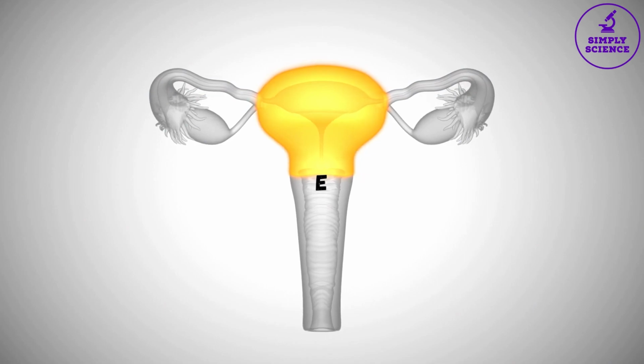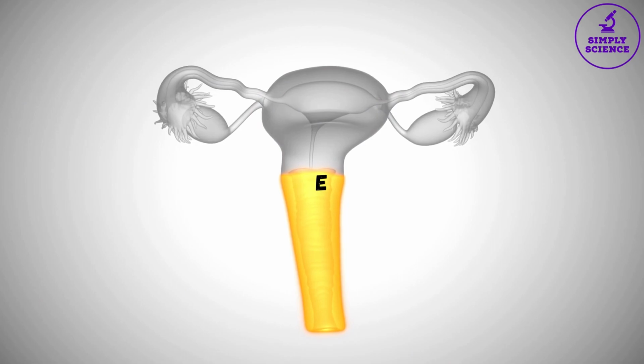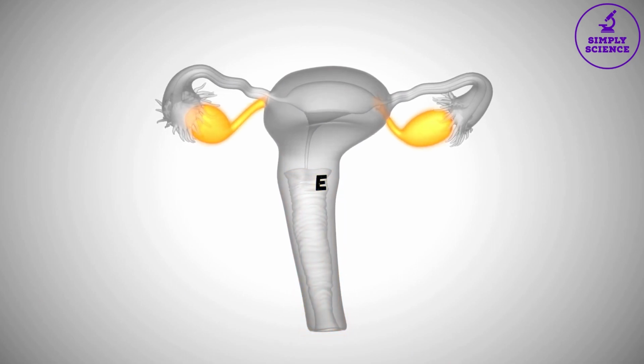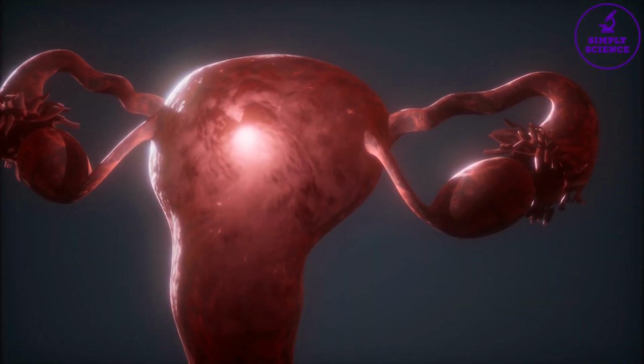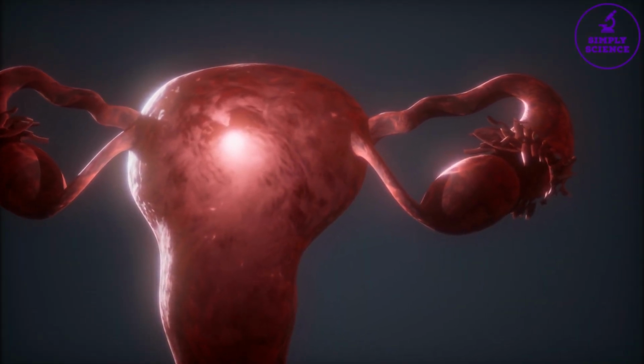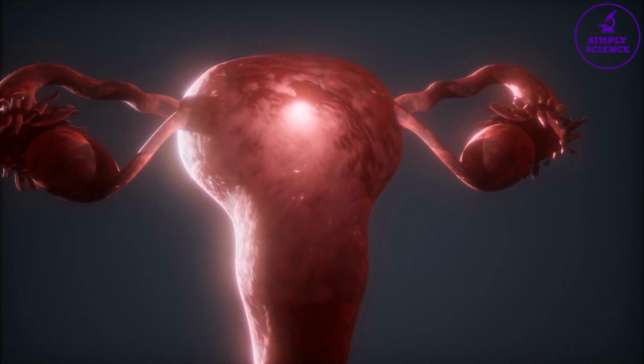The uterus is a muscular sac which has a thick lining to allow a fertilized egg to implant. This is where development of the baby occurs. The entrance to the uterus is called the cervix. During birth, the cervix widens to allow the baby to pass out of the body through the vagina.